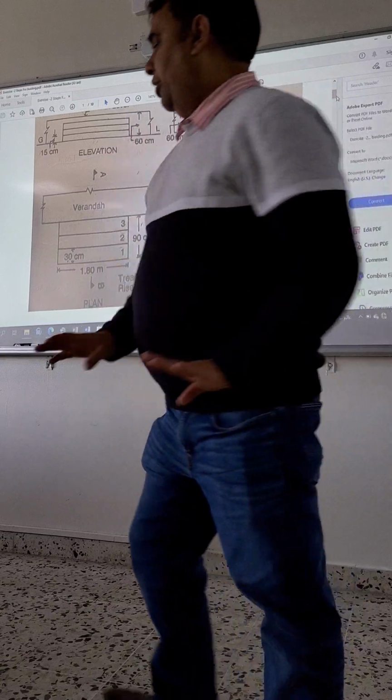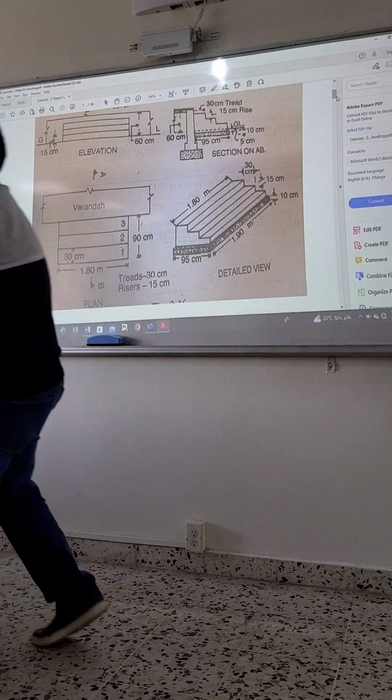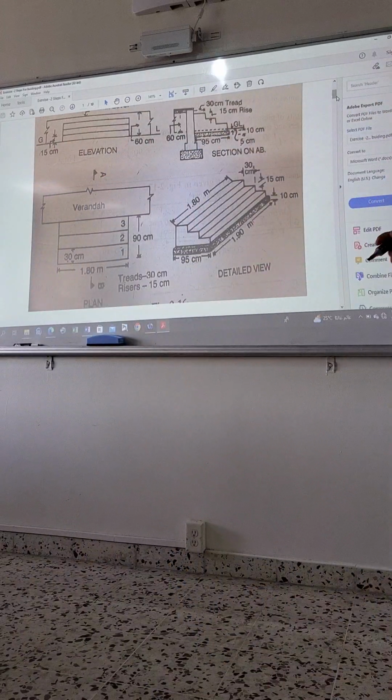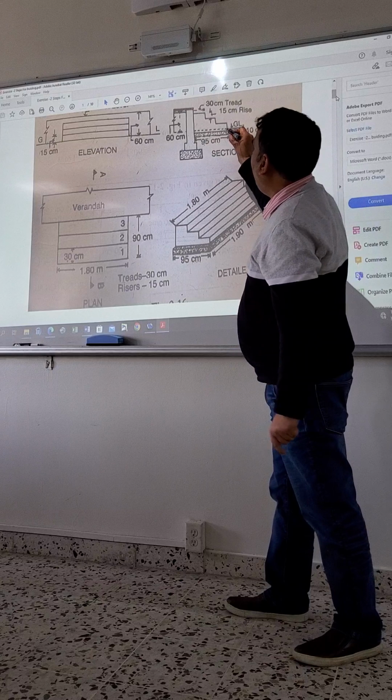Got it or not? So what is the earthwork in foundation of these steps? 90 plus 5, 95. 5 centimeter for what? The thickness of what? Yeah, this is, no. Your ground level is this.